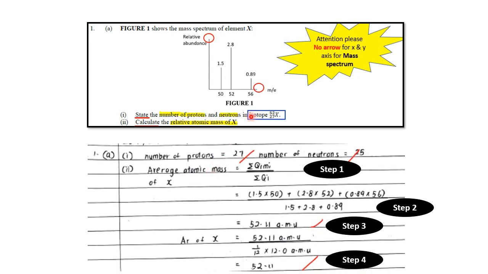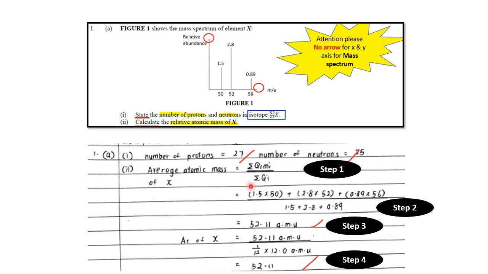First, the number of proton is equal to 27, very good. The number of neutron is equal to 25. How are you going to find the 25? You should know that proton number plus neutron number equals nucleon number. That means 27 plus 25 equals 52. So we can use the nucleon number 52 minus the proton number to get the number of neutron.